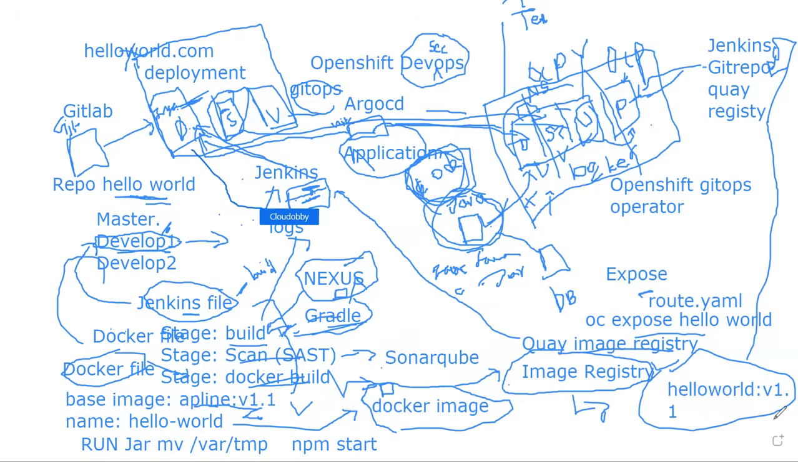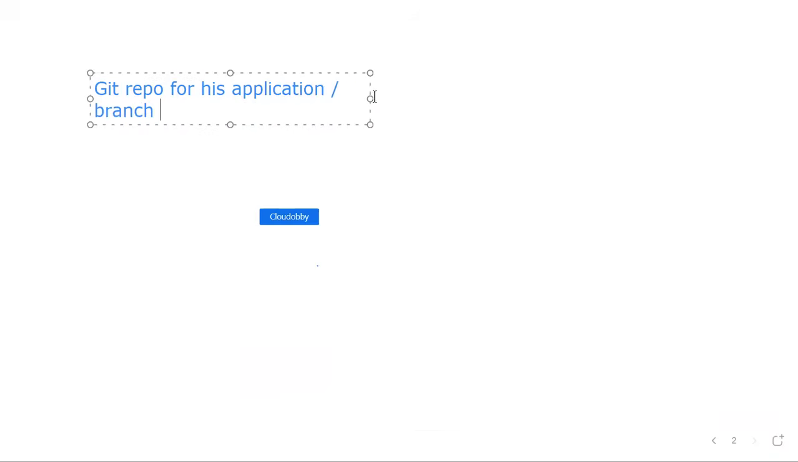Okay. To brief it in short, again, let me go here. I will first tell, okay, the developer has a Git repo for his application and he has a branch. Okay, it can be the master branch, it can be the develop branch, but you need to have a branch. So this is the developer task.